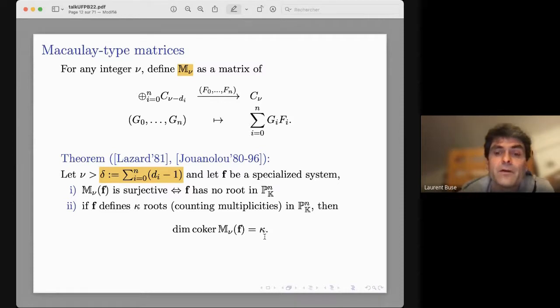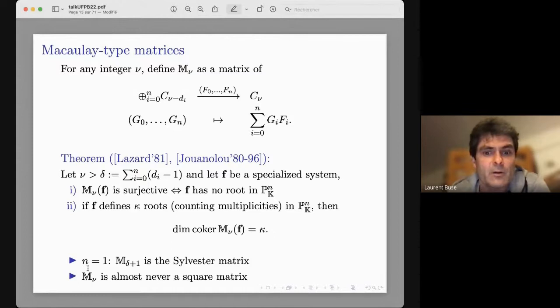So it's the same property as we said before for the Sylvester resultants, where we said that the dimension of the co-kernel is the degree of the GCD. So here we have the generalized version. The dimension of the co-kernel of this map is the number of roots of the system. So this is the property that is very, very important.